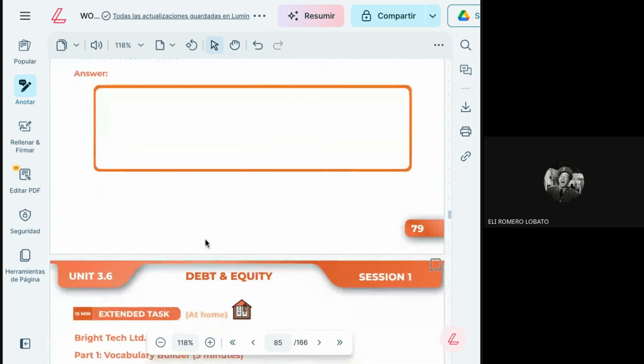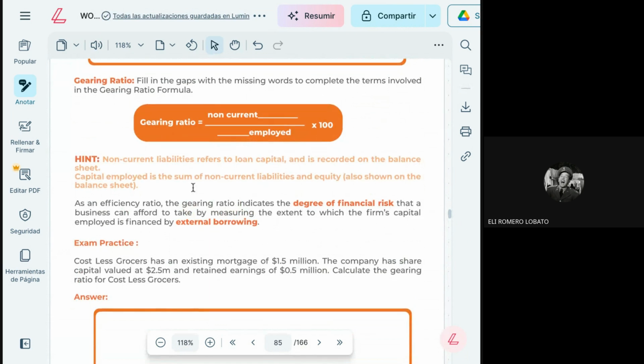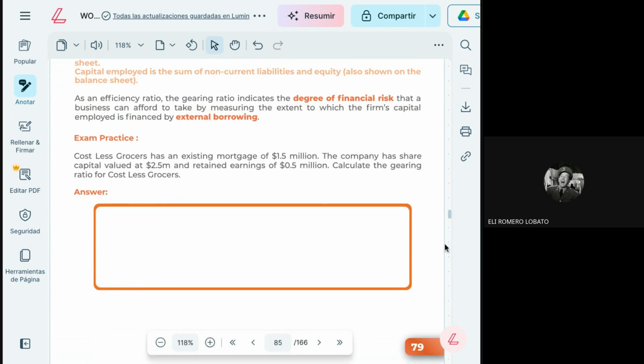And then page 79, it says here, fill in the gaps with the missing words to complete. As I already said to you, you are going to substitute by using the formula from your formula sheet, or if you want, you could check the recording. The videos that I shared with you are already uploaded in YouTube. We are going to answer this.